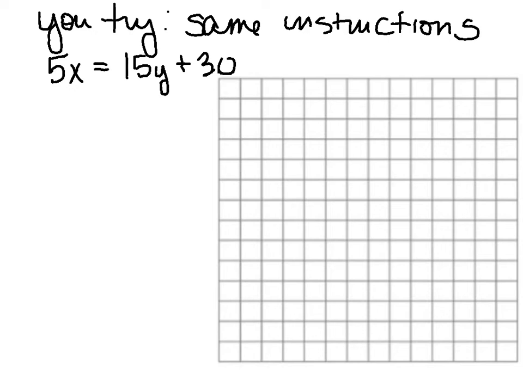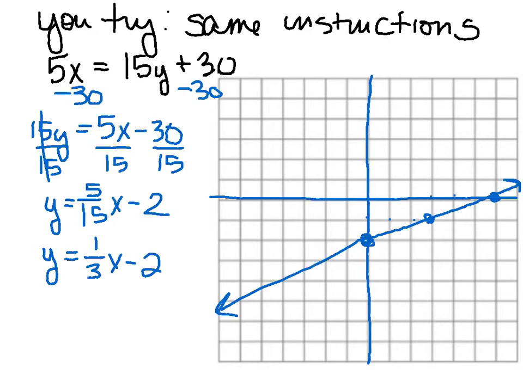You try again, same instructions. Okay, I subtracted 30 from both sides, and rewrote it. Yes, I rewrote it backwards because I like my y on the left. Y equals mx plus b. So 15y equals 5x minus 30. Divide everything by 15. Those cancel out.